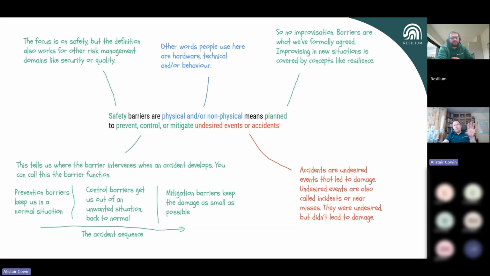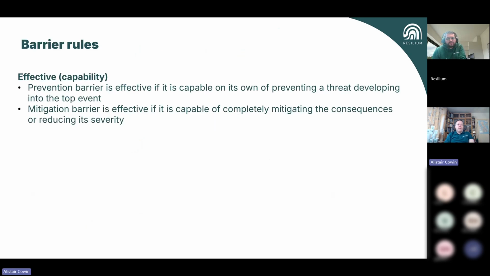So I think this is a useful little slide for you to take away, in that it provides a bit of a word model to the framework that I've given you in the what a bow tie looks like previously. And then I talked about barrier rules. These are basically just guidance to create a good bow tie.